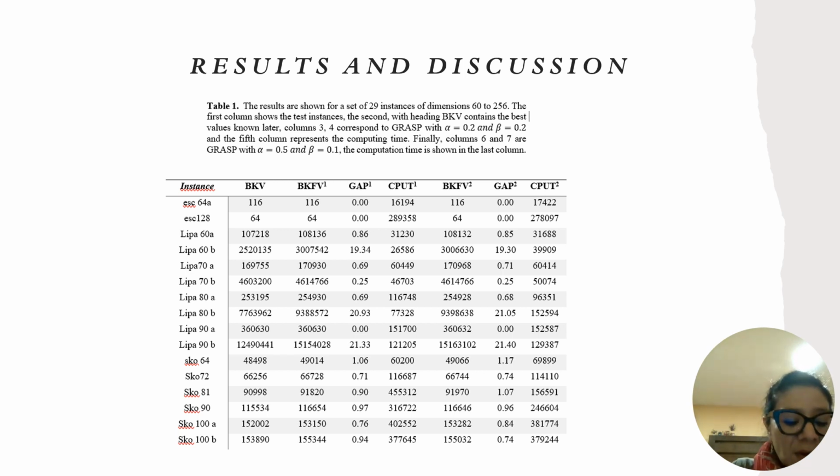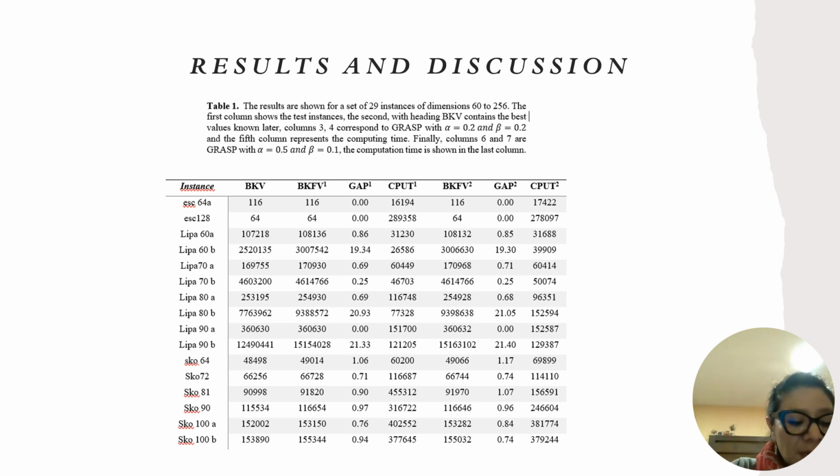So what are the things that we found with this result? Well, we can see in Table 1, in the gap 1 column, that for the sets executed with the parameters alpha 0.2 and beta 0.2, the percentage of error with respect to the best known value and the best found value for 9 instances was 0%. 12 of the instances range from 0.040% to 0.97%, with the error being less than 1%.